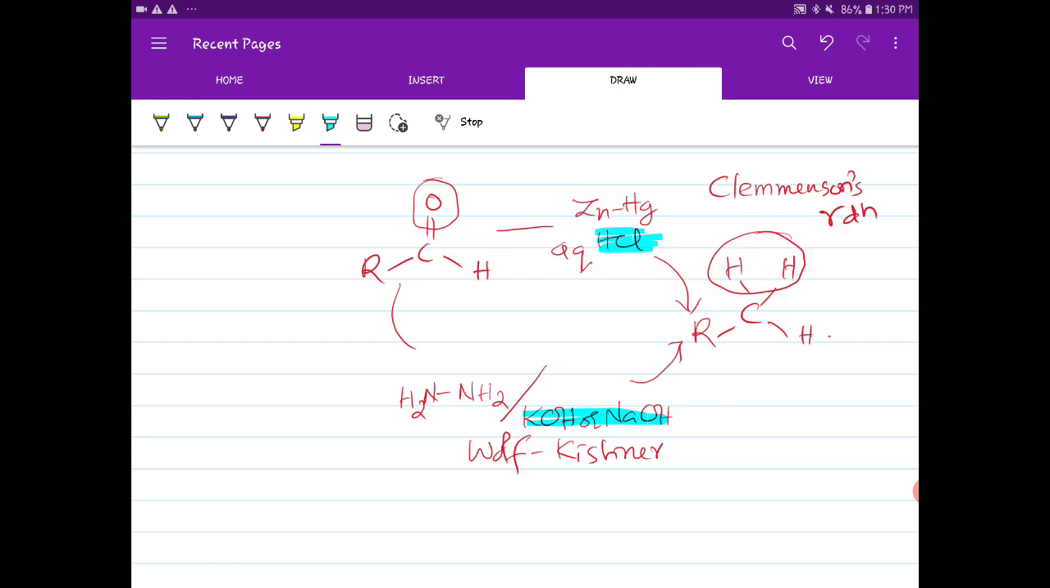And the Wolff-Kishner reduction has been modified. You can replace the hydrazine hydrate and base; both could be replaced by a single substance, that is dimethyl sulfoxide. This is another modification. You can also modify it by using diethylene glycol.